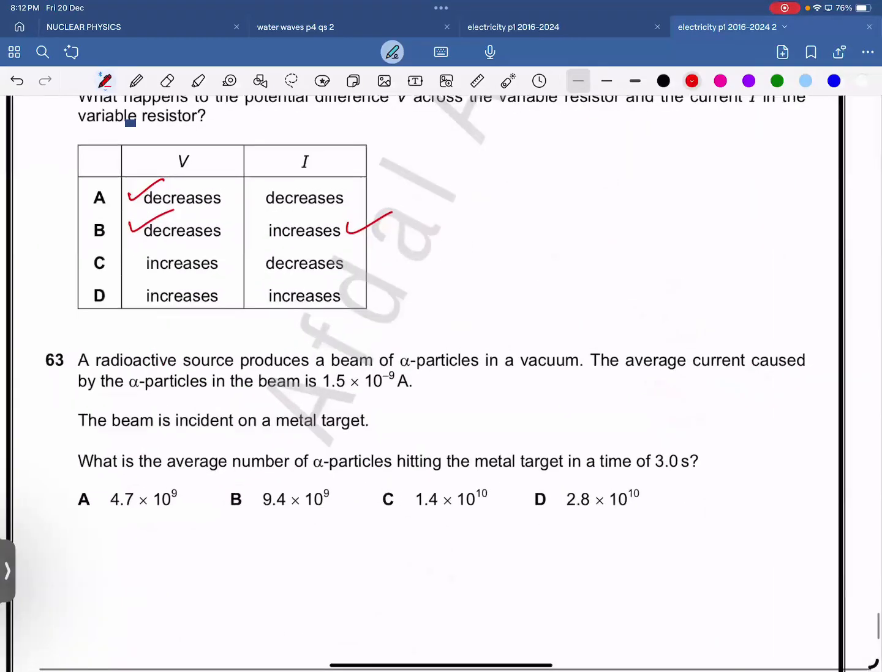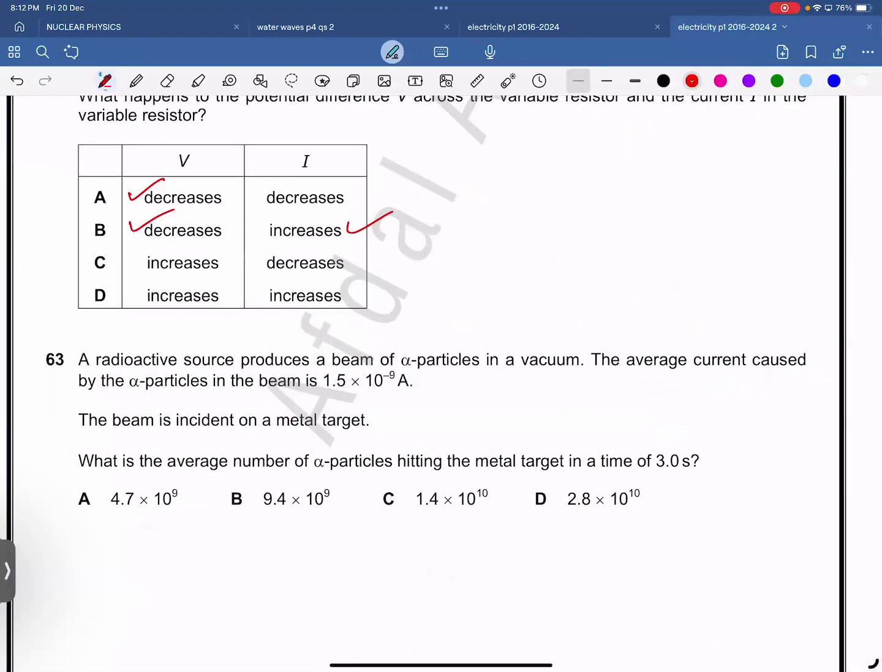Question number 63, my dear. Okay, the radioactive source produces a beam of alpha particles. The average current is this, I. The beam is incident on the metal plate. What is the average number of alpha particles, capital N? Okay. The time is this.